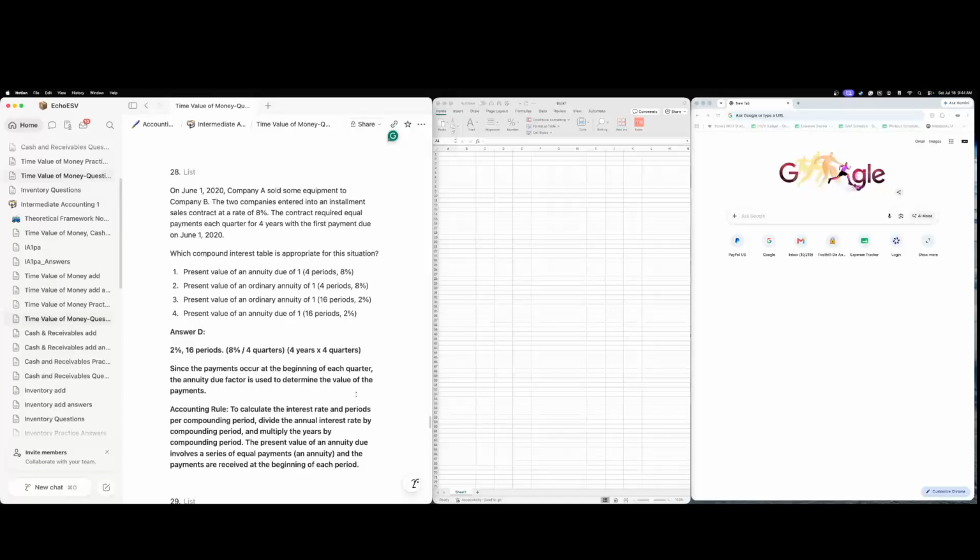Each payment is due on June 1st, the beginning of the period, so that's going to be an annuity due. Payments are made at the beginning of the period.